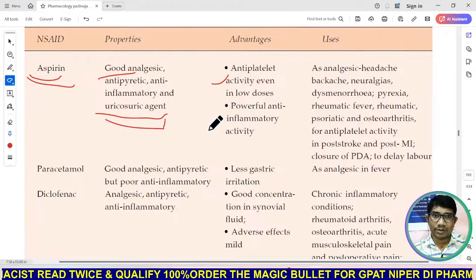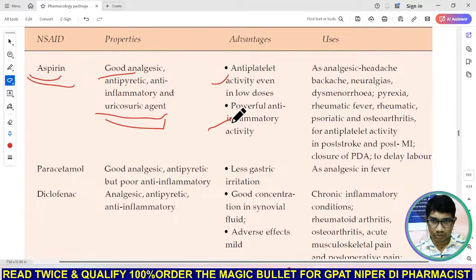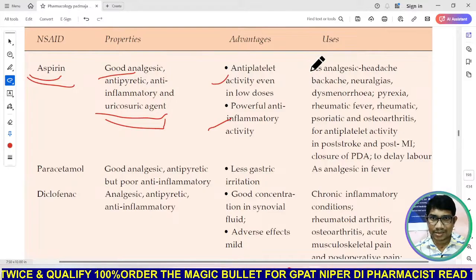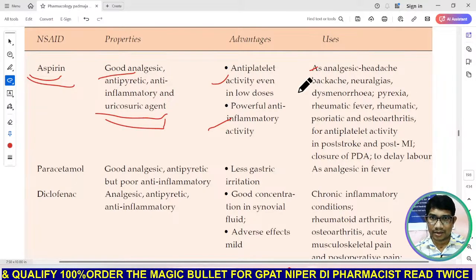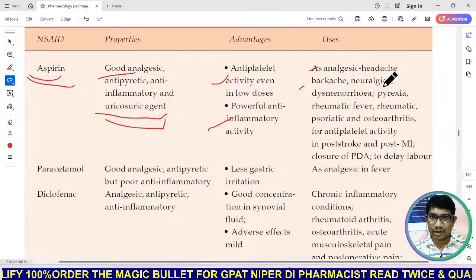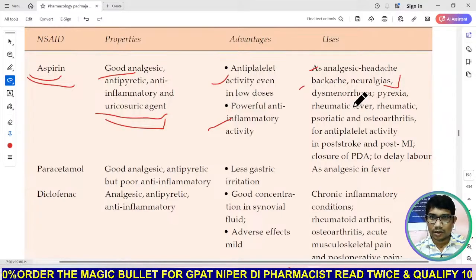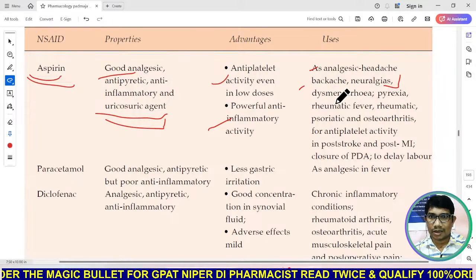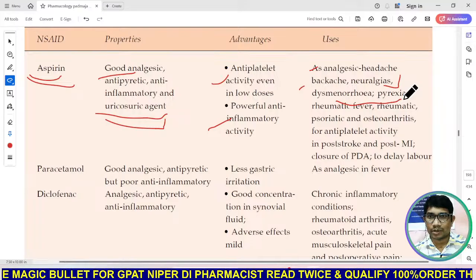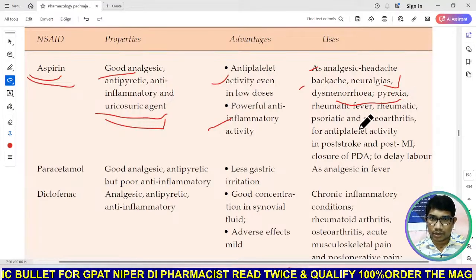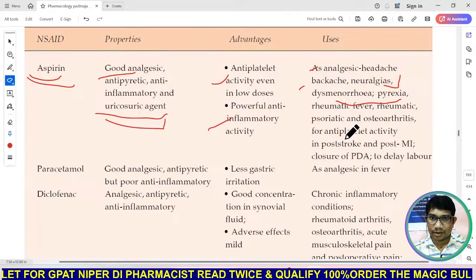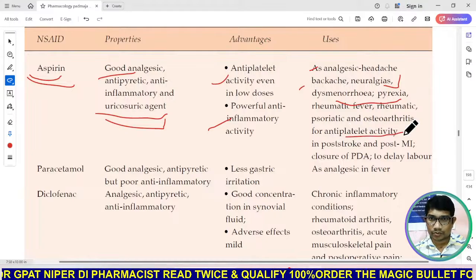It has a powerful anti-inflammatory activity at a higher dose. What are its uses? As an analgesic for headache, backache, neuralgia. Neuralgia means nerve pain. Also dysmenorrhea, pyrexia, rheumatic fever, rheumatic, psoriatic and osteoarthritic conditions, and for antiplatelet activity also.